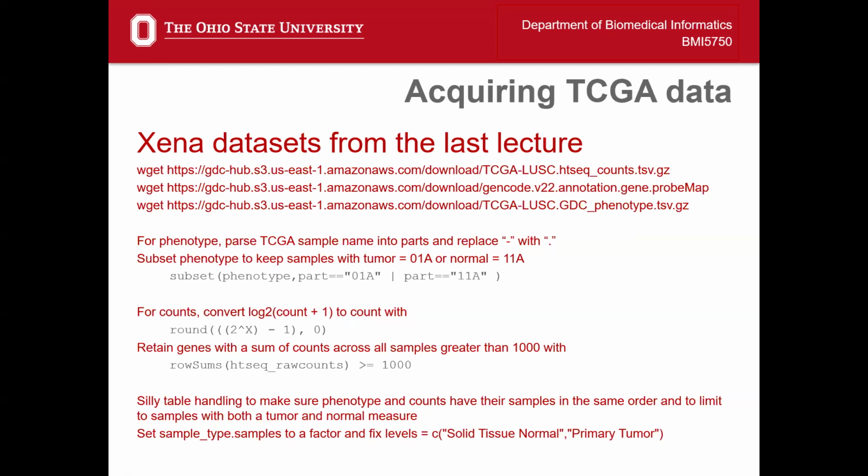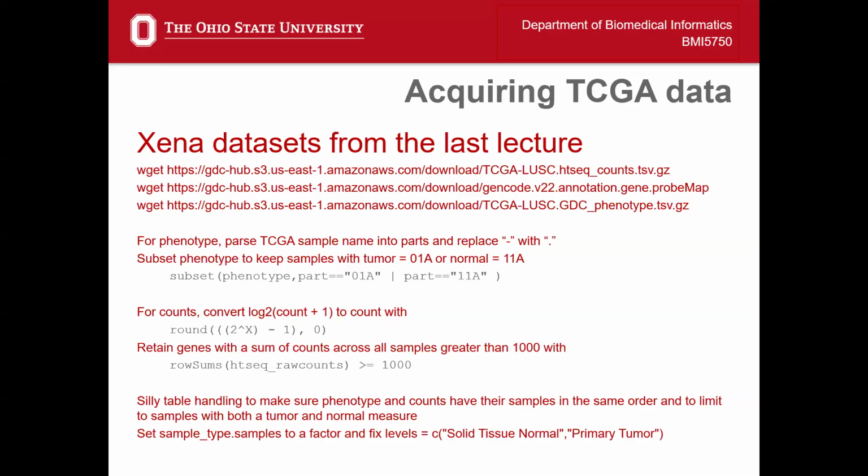But first, we're going to download our data set. These were the commands that I used a year or two ago to download the counts table, the probe map information mapping Ensembl gene names to gene symbols, and the phenotype files. And I've changed some of this. Like, I don't do this step where I parse out the sample name. You did something similar to this in the homework, but I realize I don't have to do that.